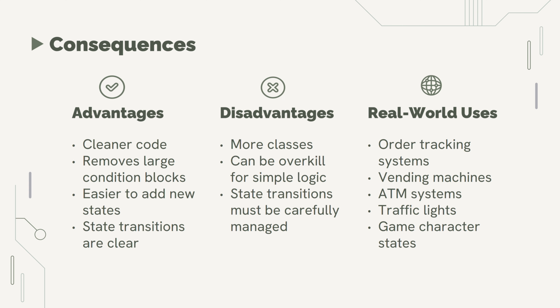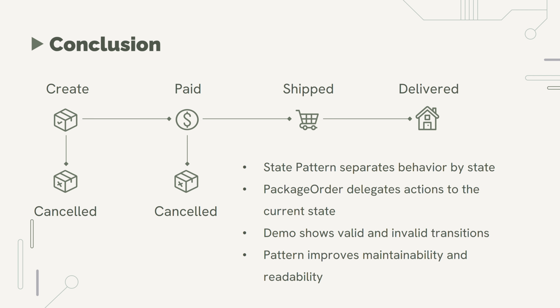In conclusion, this demo showed how the state design pattern can organize behavior that changes based on an object's current state. In my project, package order delegates actions to the current state instead of using many if else statements. Each state class controls what actions are valid and what state comes next. This makes the code cleaner, easier to understand, and easier to extend in the future.